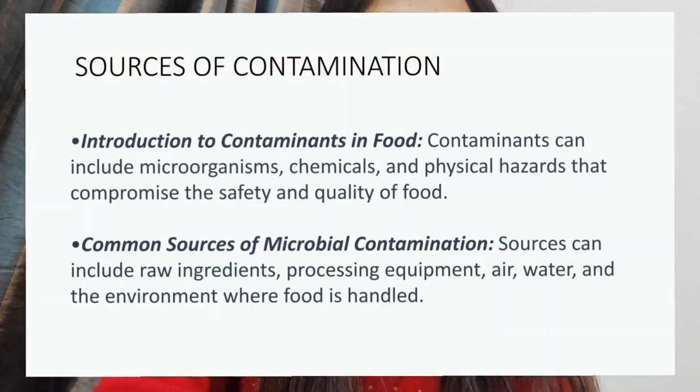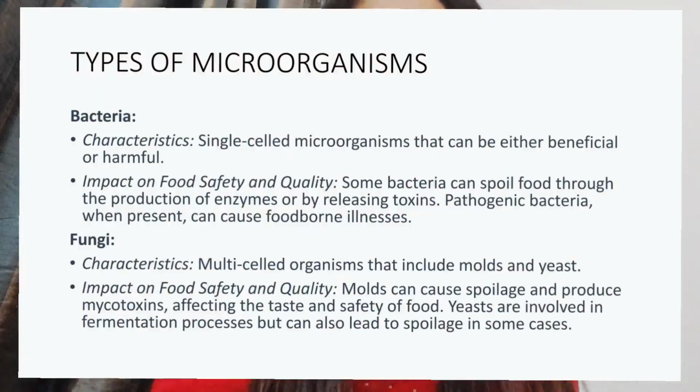So there are different sources of contamination. Introduction to contaminants in food: contaminants can include microorganisms, chemicals, and physical hazards that compromise the safety and quality of food. Common sources of microbial contamination are air, water or environment, and raw ingredients. So there are various sources of how food can get contaminated. That's why it's very important, when you are eating a food item, to cover it properly so that microorganisms do not contaminate it. There are different types of microorganisms which can contaminate food and cause food spoilage: bacteria, fungi, viruses and so on.